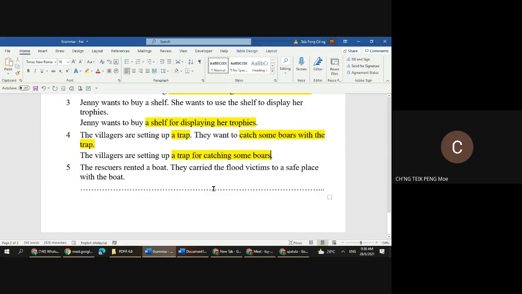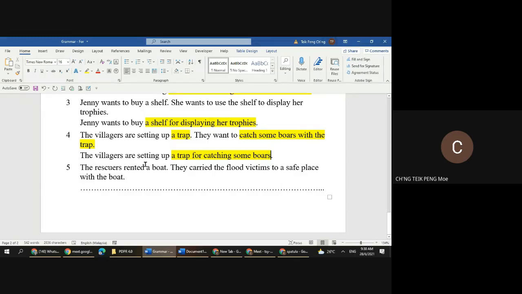Okay, and then the last one, number 5. The rescuers rented a boat. They carried the flood victims to a safe place with the boat. Flood victims maksudnya mangsa banjir, okay? Victims maksudnya mangsa. And then flood is banjir. Carried the flood victims maksudnya bawa flood victims itu to a safe place, ke tempat yang selamat.